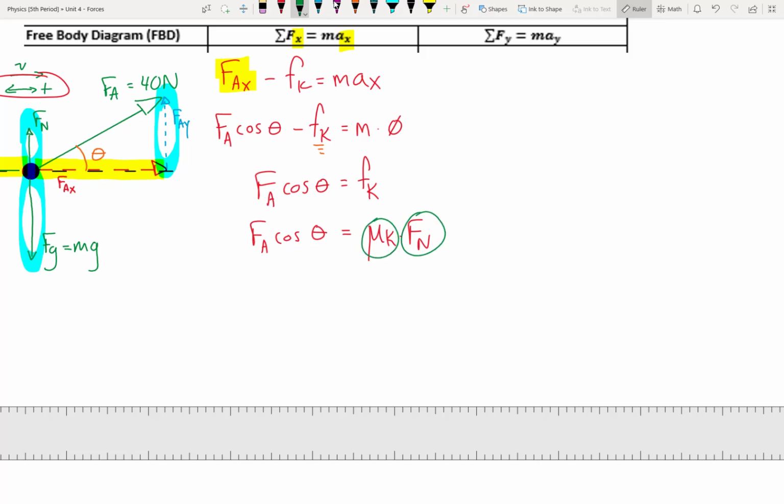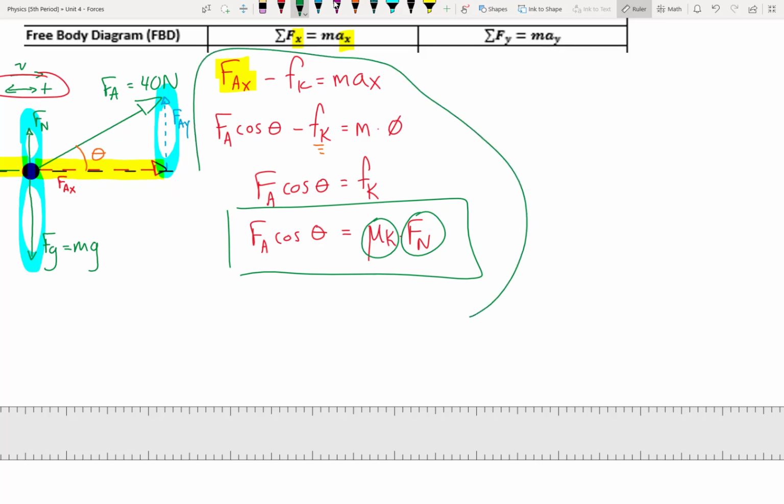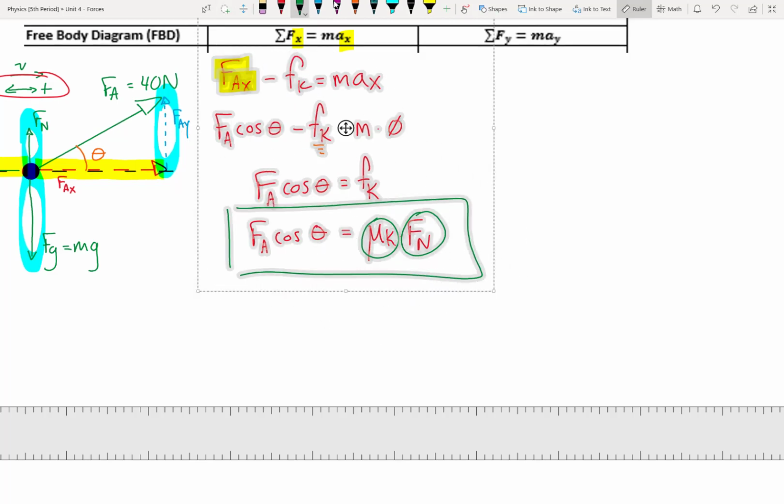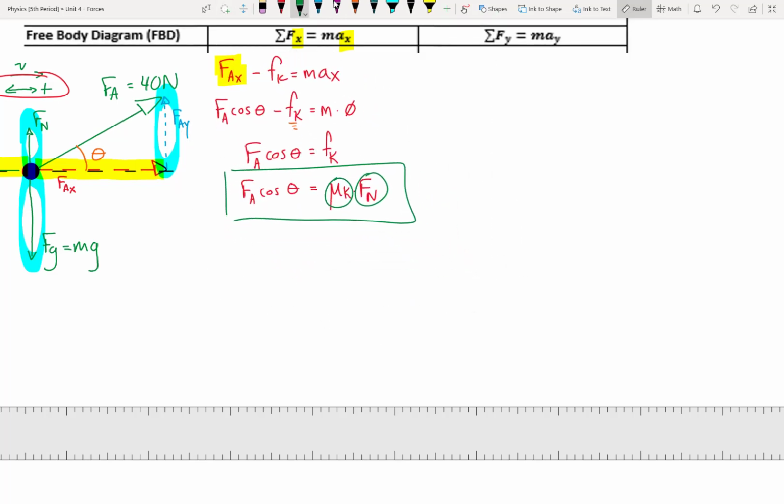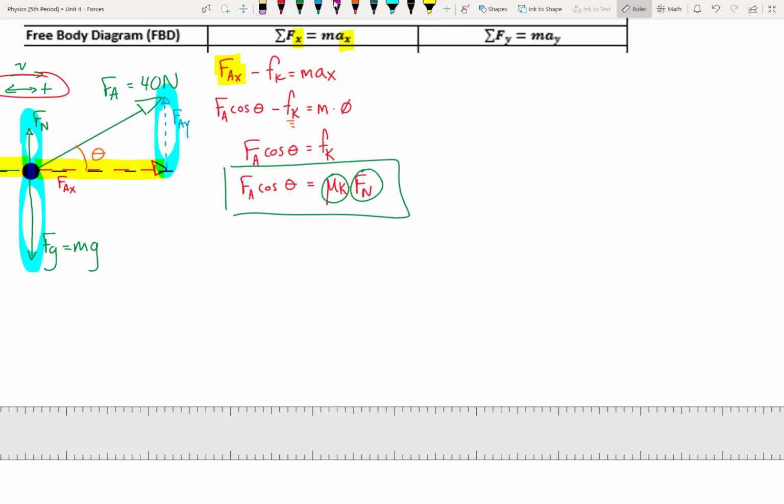So right now I have one equation right here where I know everything on the left side of the equation, but I don't know mu k and I don't know Fn. So I'm not quite ready to solve that part yet. I need to figure out what normal force is, and then I can go and figure that out. So let's go over to the y direction. We can find out what the normal force is.